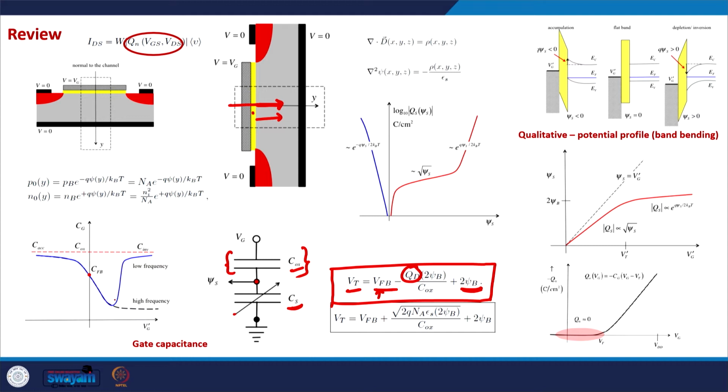At low frequencies in a MOS capacitor, this would be the behavior of C as a function of Vg. At high frequency, the capacitance will be low, because in a MOS capacitor the inversion layer cannot respond to the applied gate voltage at high frequencies.